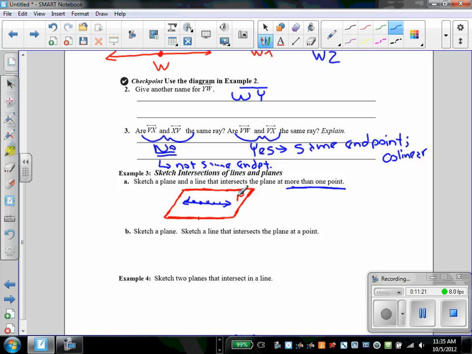This letter B, sketch a plane. I'm going to sketch a plane really quick. I'm going to say it's plane P. Sketch a line that intersects the plane at a point. And this is a little bit harder to draw, and I'm not a drawer. I'm sure you guys are much better than I am.